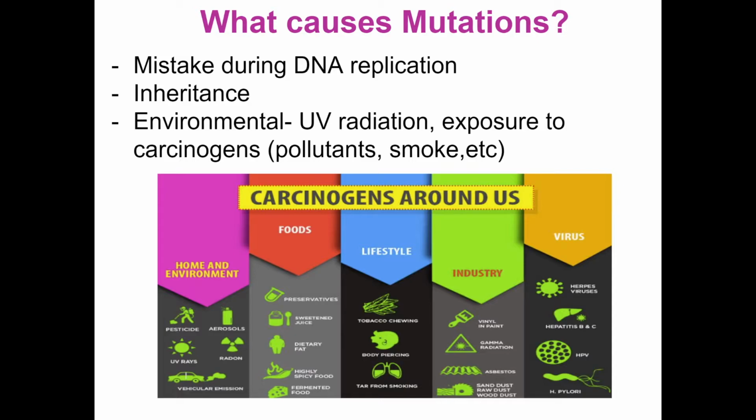so eating fruits and vegetables that have not been processed is better than buying something in a package that has a lot of preservatives in it. Certain lifestyle choices, like tobacco chewing, and body piercings, I guess. Tar from smoking is another thing. Industry, certain types of paint. Viruses can also cause mutations to our DNA. So here are a few ways in which our DNA can become mutated.